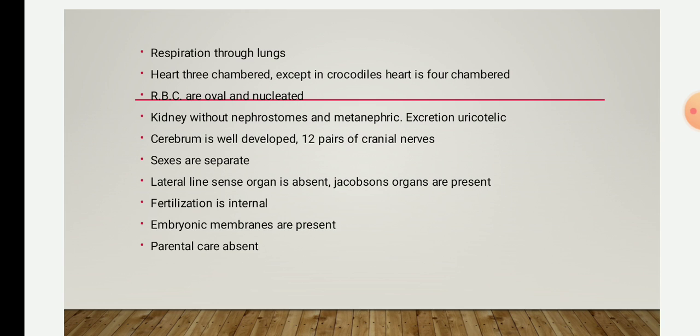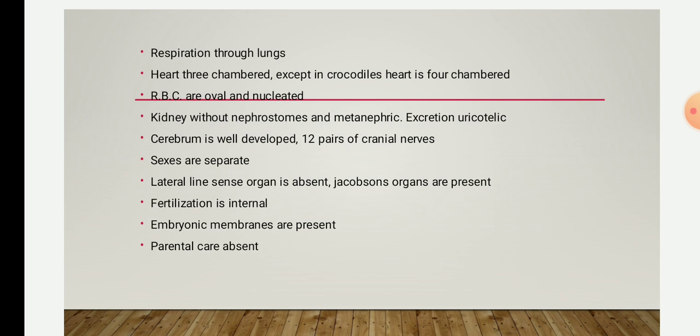Kidney is without nephrostomes and is metanephric. Each kidney is provided with a separate ureter and the excretion is in the form of uricotelic. So kidney is without nephrostome. What do you mean by nephrostome? Nephrostome is a funnel like component in a metanephridium, and it is covered by cilia which push the water, metabolic waste and unnecessary hormones which are not required, into the metanephridium.